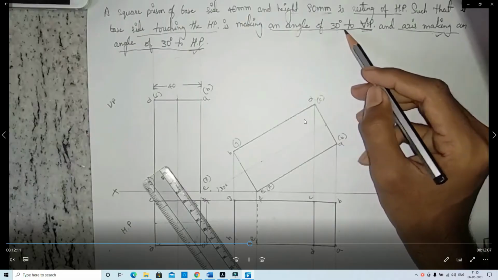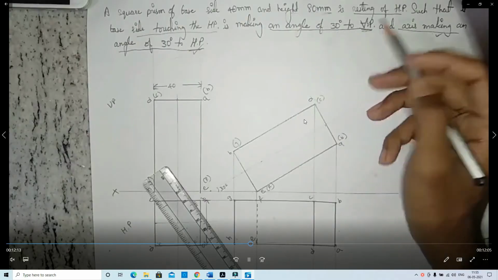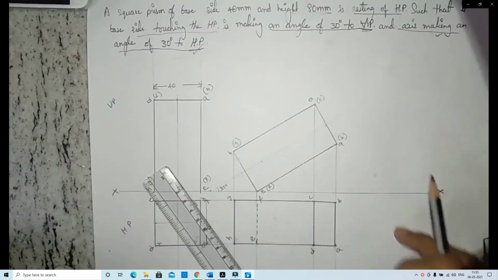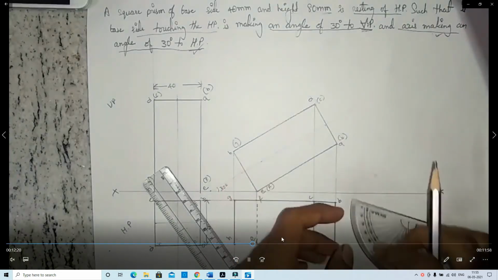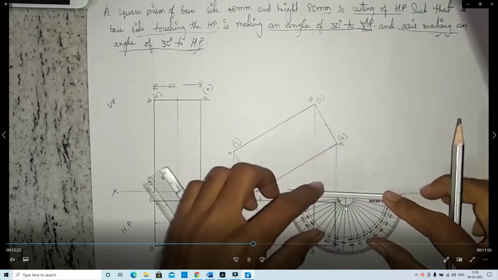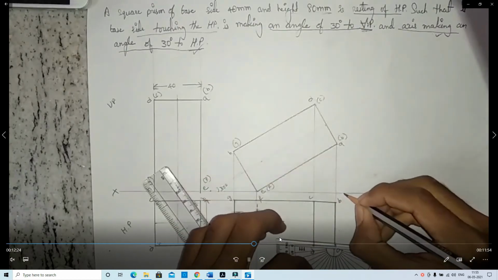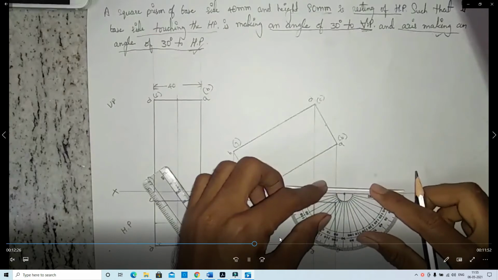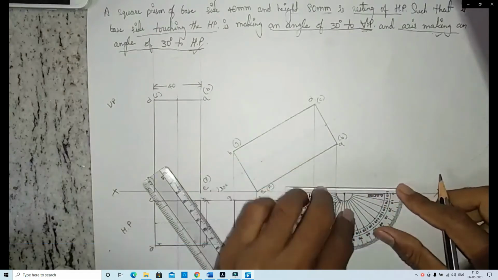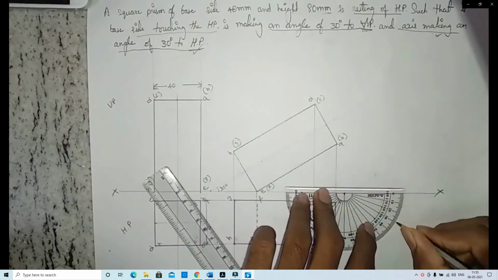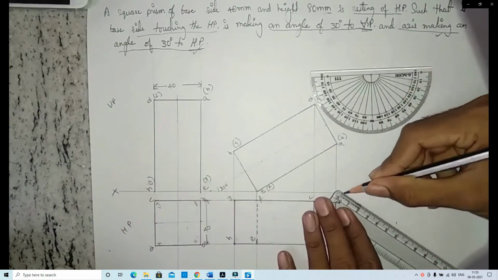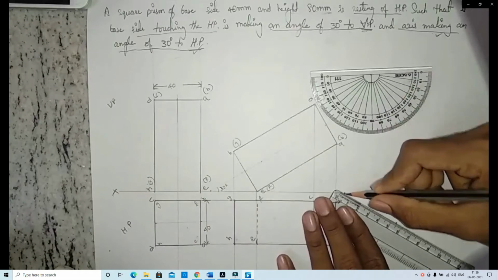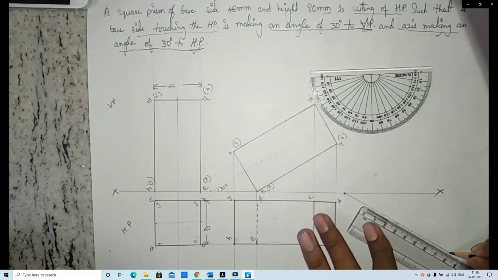Now you observe the axis is inclined at 30 degrees to VP. In that problem, they have taken the axis as horizontal. In this method also, okay, with the help of the protractor, you take the 30 degrees in this way. Draw the line. That is the 30 degrees.